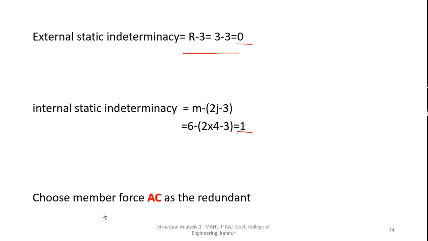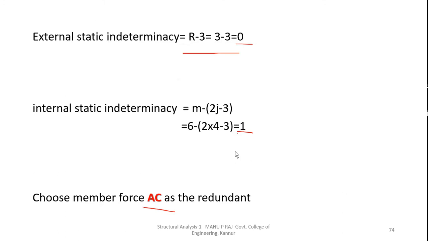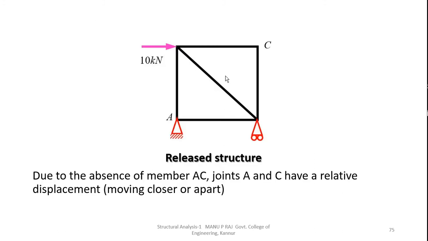Now choose the member AC as redundant. This is internally statically indeterminate, so one member is extra. So let the member AC be the redundant, and we are removing AC. We are drawing the released structure with the actual loads only. Due to the absence of member AC, joints A and C have a relative displacement. If there is no AC and you apply the load, there will be some relative movement of points A and C.